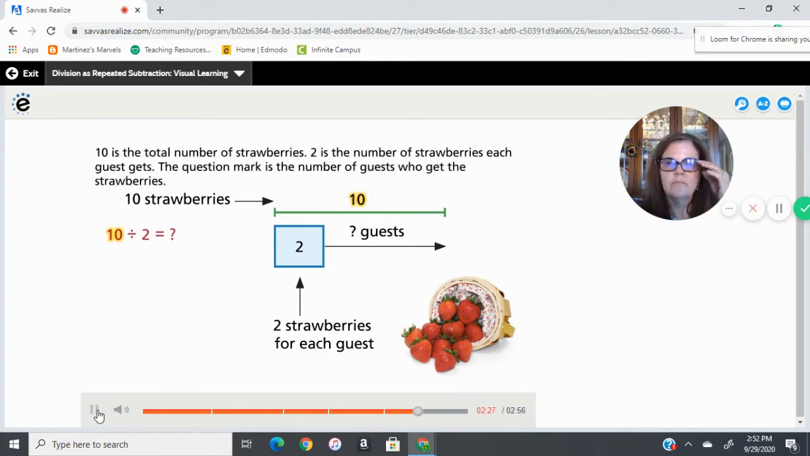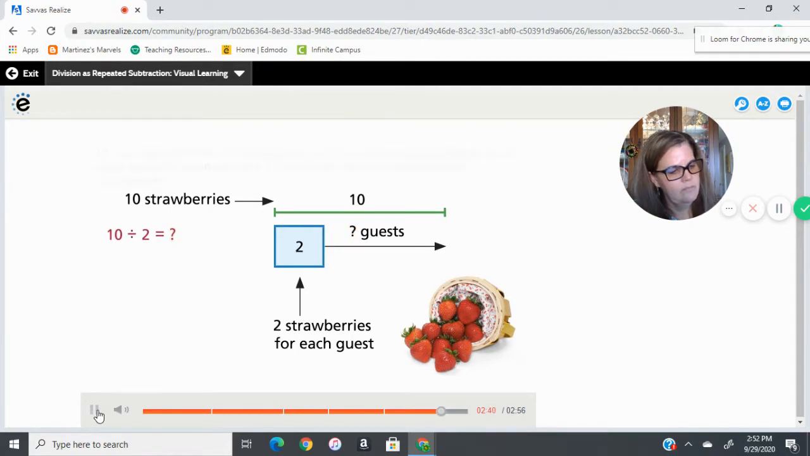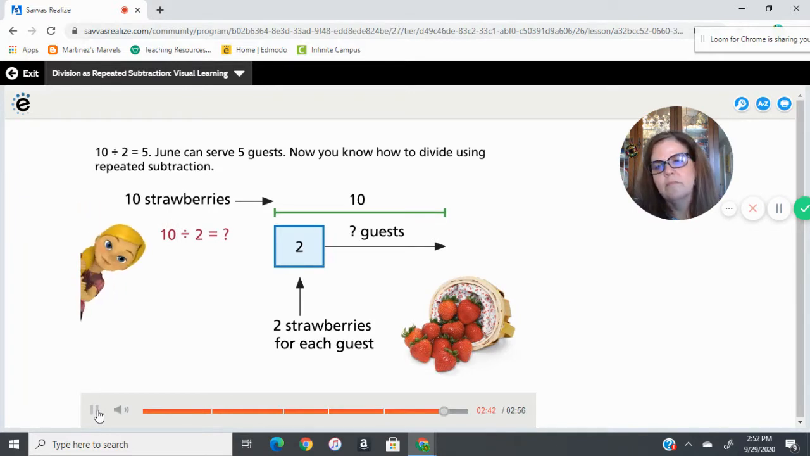10 is the total number of strawberries. 2 is the number of strawberries each guest gets. The question mark is the number of guests who get the strawberries. 10 divided by 2 equals 5. June can serve 5 guests. Now you know how to divide using repeated subtraction.